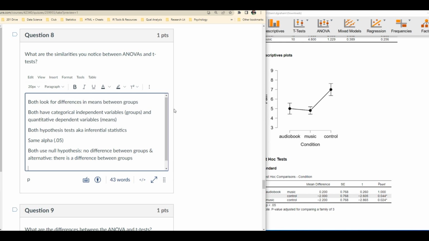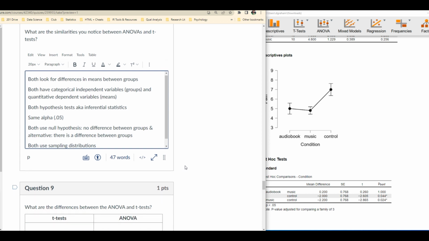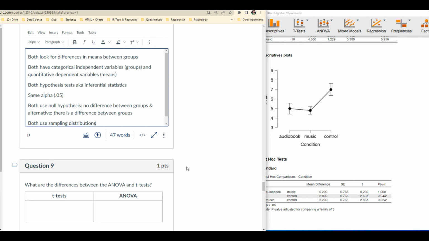Another one, they both use sampling distributions to underlie that statistical test that we do. So that's a lot, right? Some more obvious than others, and I'm sure we could probably come up with some more if we really tried.